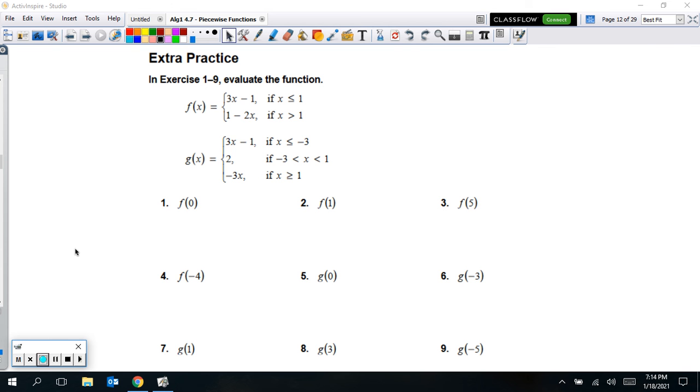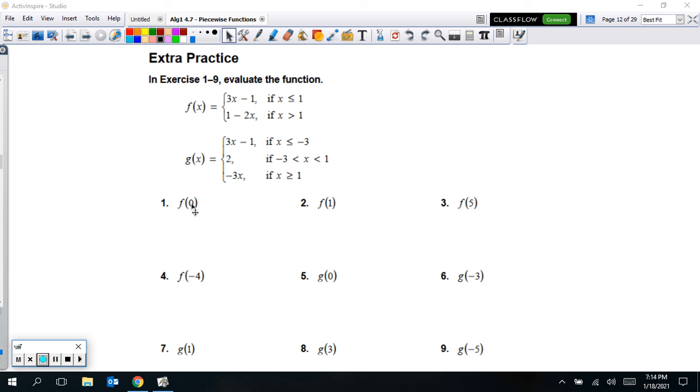Okay, so on the top of page 129, we see our extra practice. We're going to look at 1 through 9. Here we are going to evaluate these piecewise functions. So we're given two functions, f of x and g of x, and they're piecewise because they have two pieces. This one's got three pieces on it, and for each piece there is a separate domain. And so first of all, we need to recognize, are they going to be asking us for the f function or the g function? That's depending on the letter that's in front here. Here's an f, here's a g for this one. So basically 1 through 4 is f, and 5 through 9 is going to use the g function.